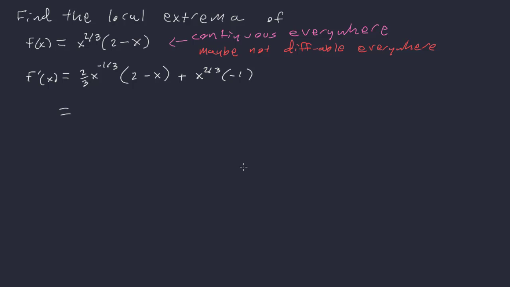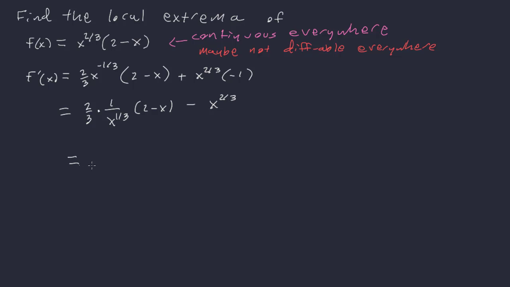A lot of times we're going to want to simplify our derivative because that's going to make things a lot easier for us as we go through. So I am going to simplify this a bit. I'm going to put this in the bottom of the fraction. So I have 2/3 times a 1 over x to the third, and then times 2 minus x. And this is just going to be a minus x to the 2/3.